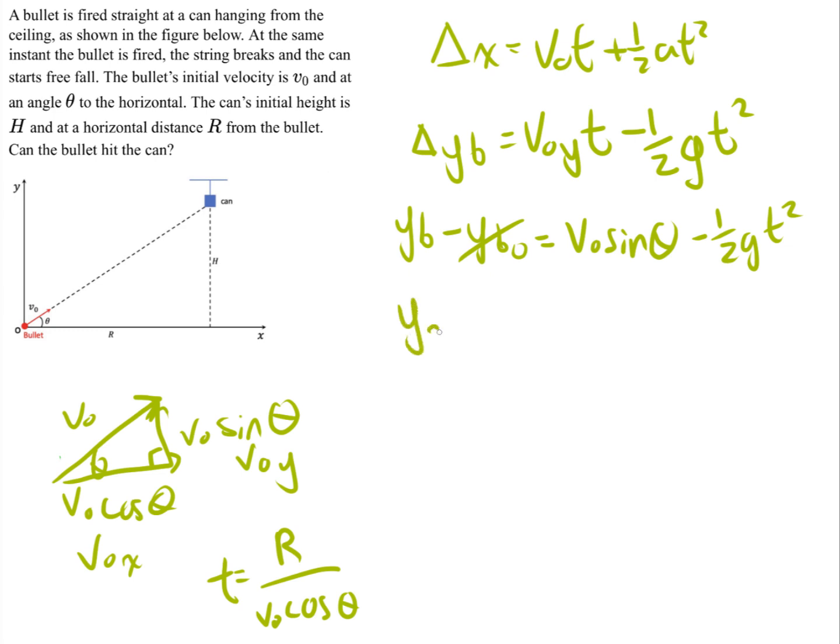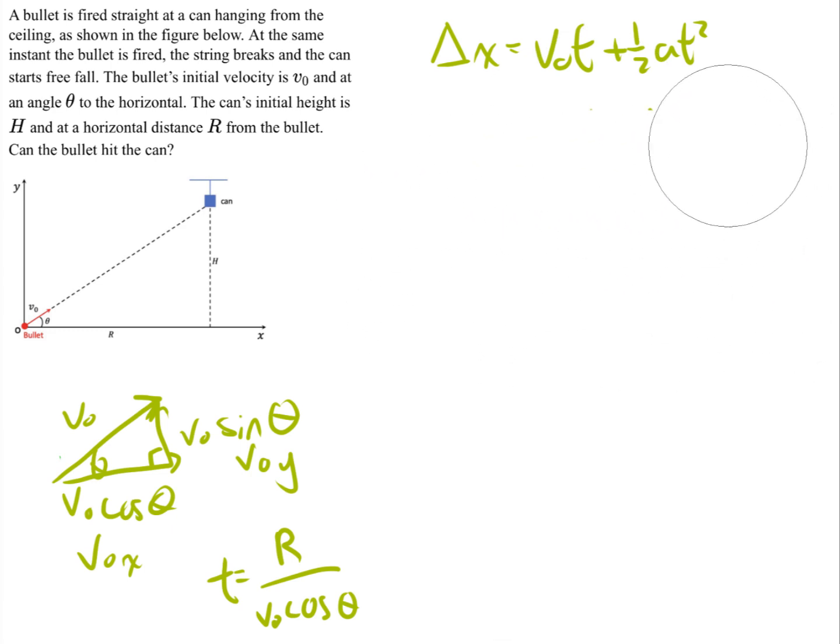So we get that the y position of the bullet is given by the initial velocity times the sine of theta, sorry, there's supposed to be a t, I keep forgetting the time interval, times the time interval minus 1/2 g t squared. That's the function for the y position of the bullet. I'm going to write it up here. The y position of the bullet is equal to the initial velocity times sine theta times t, minus 1/2 g t squared.